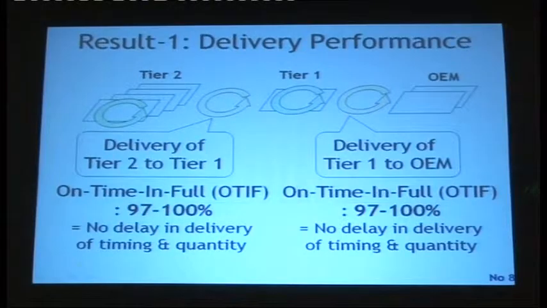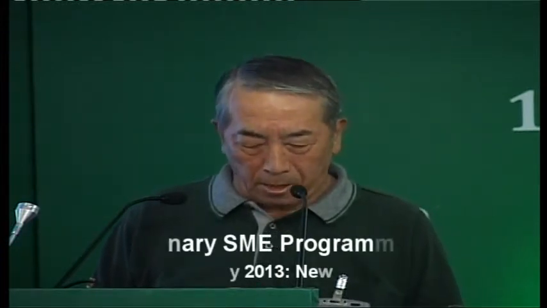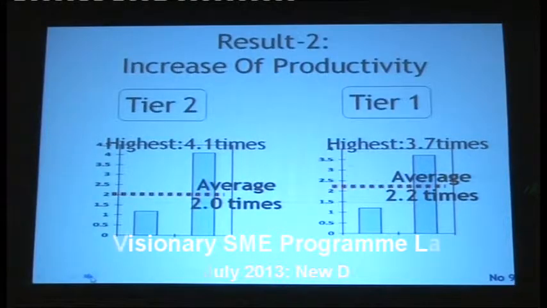Through the three case studies, you can see the uniqueness of the results of these last three years. Let me summarize. The first is delivery performance. You can see the delivery from tier one to OEM, and from tier two to tier ones, is almost 100%. That means there is no delay in delivery timing and quantity from tier two to tier ones, as well as from tier one to OEM. Second is productivity. For both tier one and tier twos, these are examples from the last batch. The average is 2 times productivity improvement. Some companies, as Harita said, achieved more than 4 times productivity.